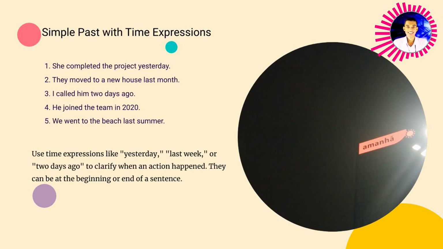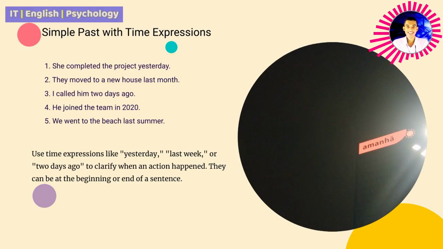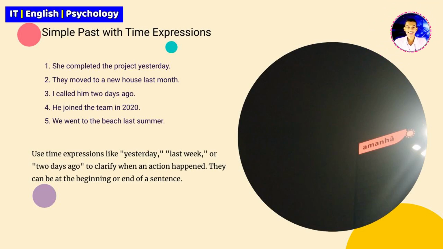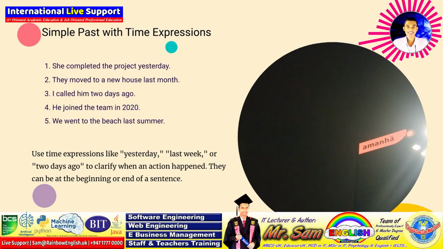Let's see some examples of how to use these time expressions in sentences. Sample sentences. She completed the project yesterday. They moved to a new house last month. I called him 2 days ago. He joined the team in 2020. We went to the beach last summer.